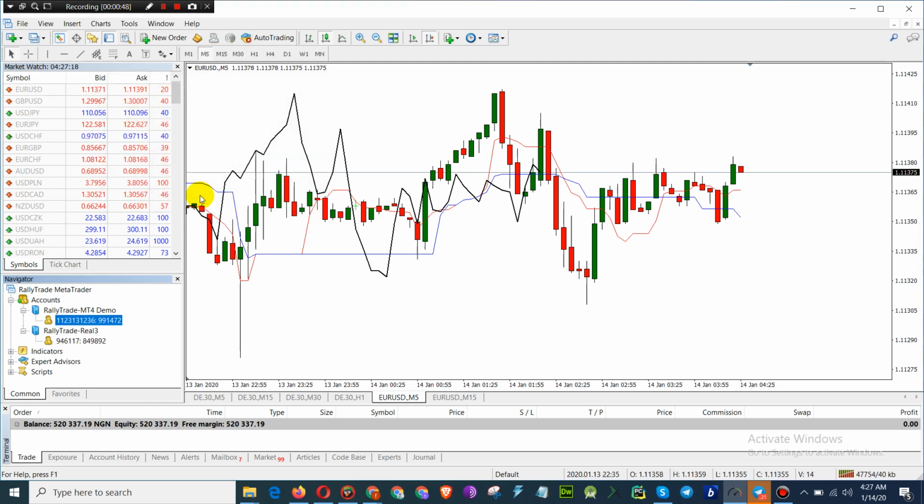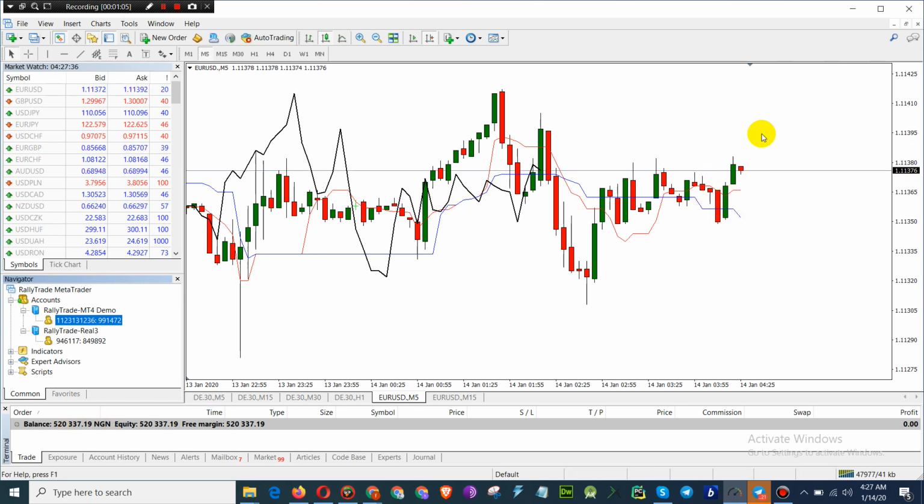So I'm logged in. All right, so you see your balance, the amount you choose. I choose 500,000 and I've made a profit of 20,000 in my demo already. But remember, this is just a demo account. So briefly, I want to show you how to place a trade.